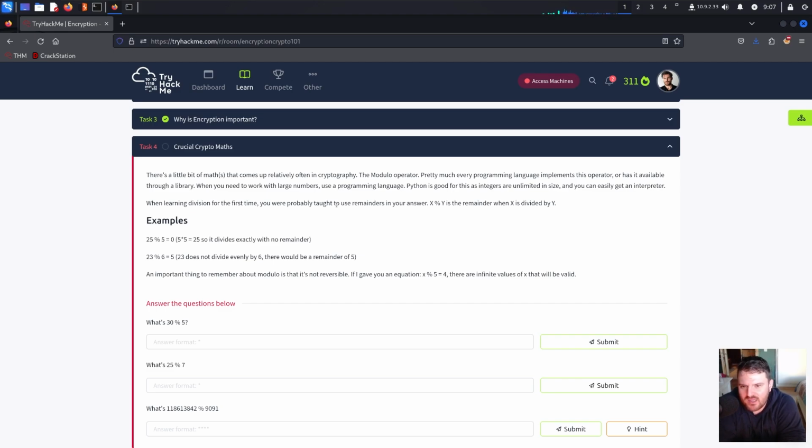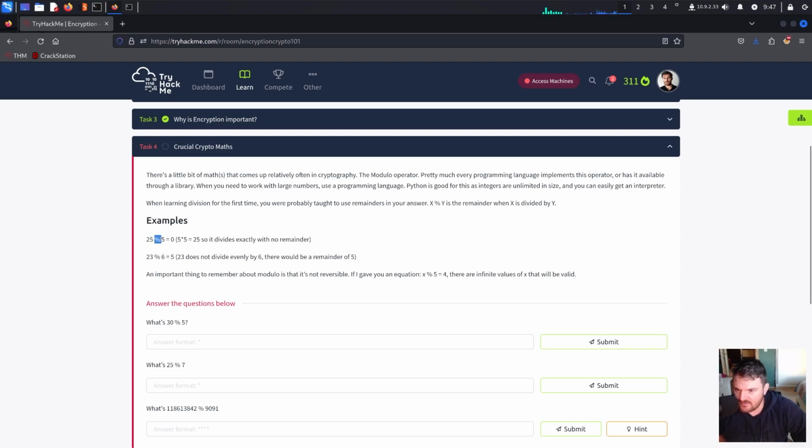When you need to work with large numbers, use a programming language. Python is good for this as integers are unlimited in size, and you can easily get an interpreter. When learning division for the first time, you were probably taught to use remainders in your answers. So X modulo Y is the remainder when X is divided by Y, right?